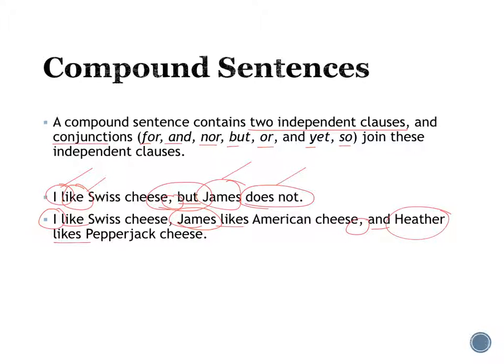This is still a compound sentence because each one of these could be its own independent sentence. I could have I like Swiss cheese, period, James likes American cheese, period, Heather likes pepper jack cheese, period, and this would still convey the same meaning. Therefore, it is a compound sentence. Key here, though, remember, comma before the fanboy if you're going to have multiple subjects.